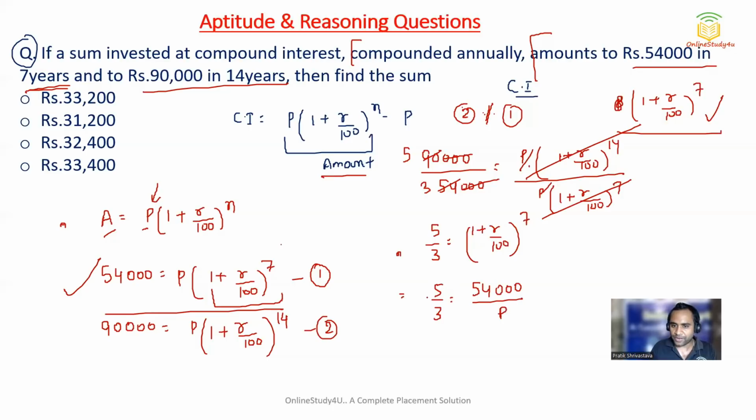So 5 will divide this by 5, 1 goes, and 5 8s are 40, 20. So principal will become 10,800 into 3. That means 3 8s are 24, 32,400. So 32,400 means option C will become the correct answer for this particular question.